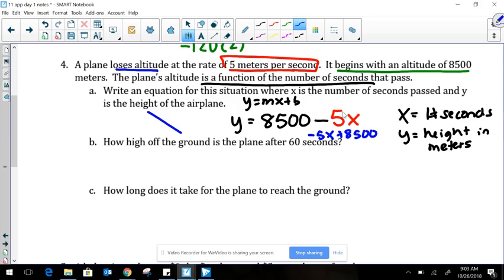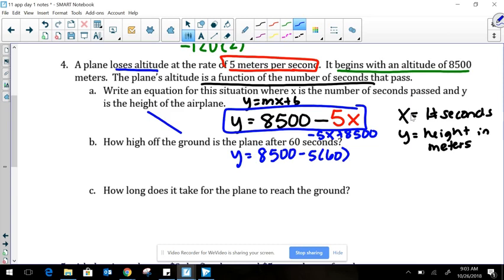Okay, so then now we're going to use this equation that I just boxed to find how high off the ground is the plane after 60 seconds. So 60 seconds, that's my x. Okay, so plug that in for x here. So we have y equals 8,500 minus 5 times 60. Okay, so plug that into your calculator. What do you get? Good. You should get y is equal to 8,200. And then we'll label with meters. Very nice. Okay, so that's how high this plane is off the ground after 60 seconds.